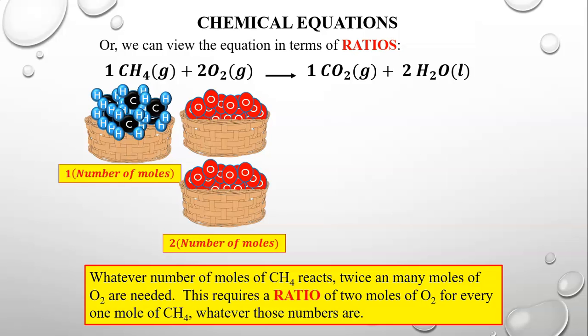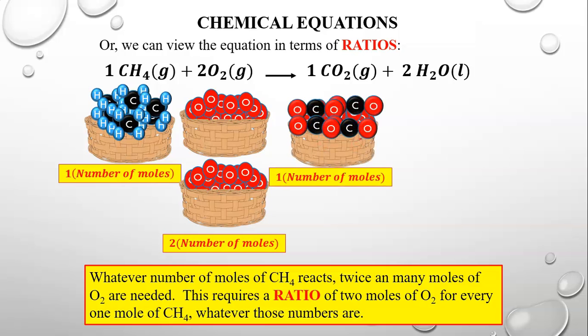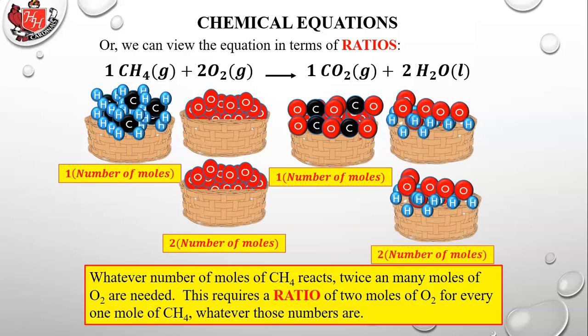So this requires a ratio of 2 moles of O2 for every 1 mole of CH4, whatever those numbers are. And over on the right side, you're going to have 1 times the number of moles of carbon dioxide, CO2, and 2 times the number of moles of H2O. So let's go back to the example.